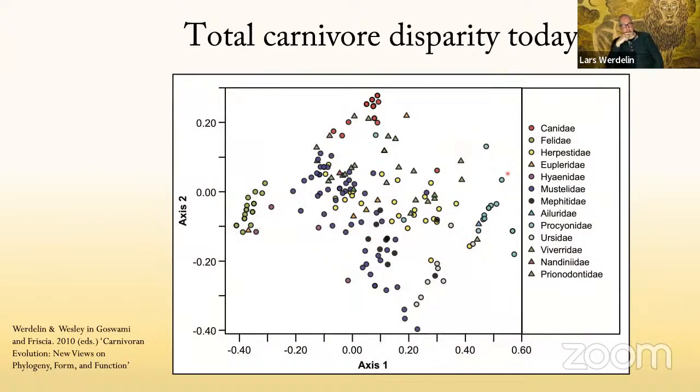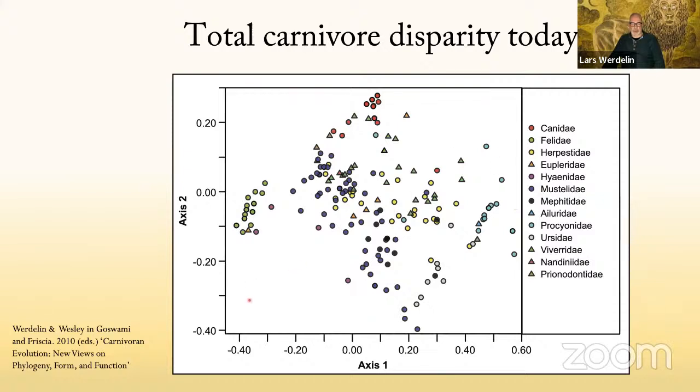So to understand a little bit about what follows, we need to look at disparity. This is a diagram of total carnivore disparity today, based on a data set encompassing craniodental measures designed to measure the ability to catch, kill, and eat prey. So we can readily find the major families here. We have felids way up here. We have canids up here. We have mustelids, which are a very large group, all these dark blue dots. And we have procyonids here.